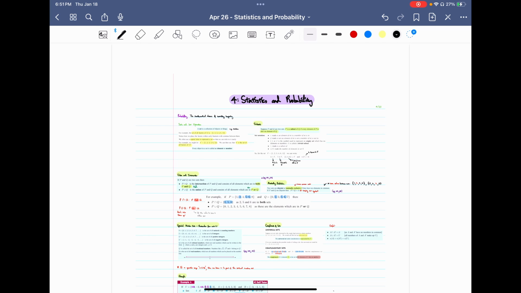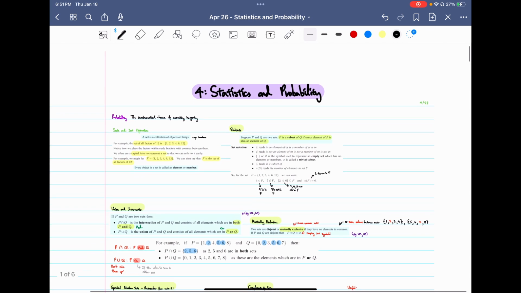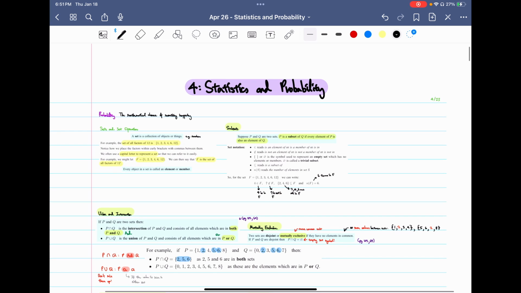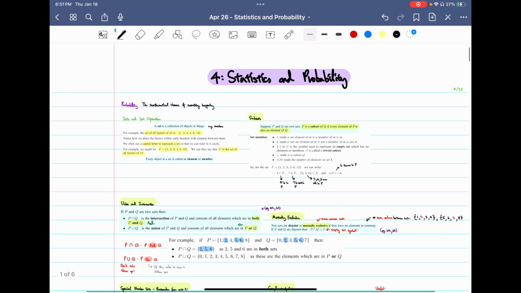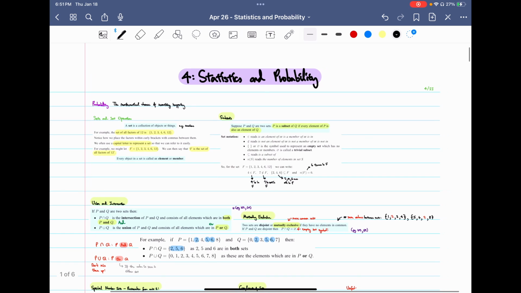So now we're into our final chapter of statistics and probability. In this chapter, we'll be learning about the applications of how to calculate different statistics and calculate the probability of different situations given by the question.